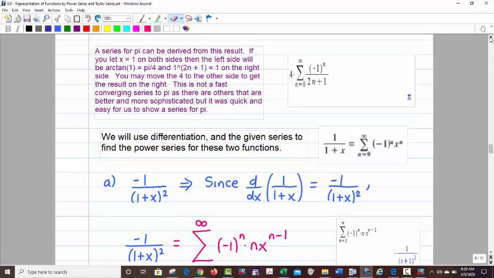Let's take a look at differentiation. Now we just did one with integration. We'll do a derivative.